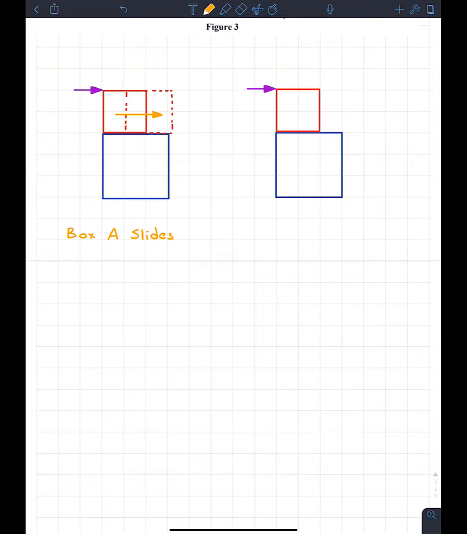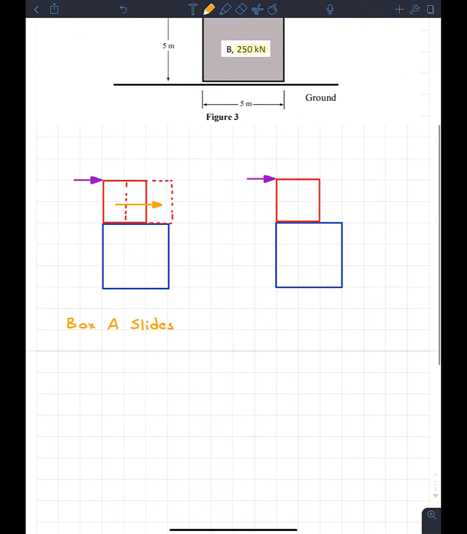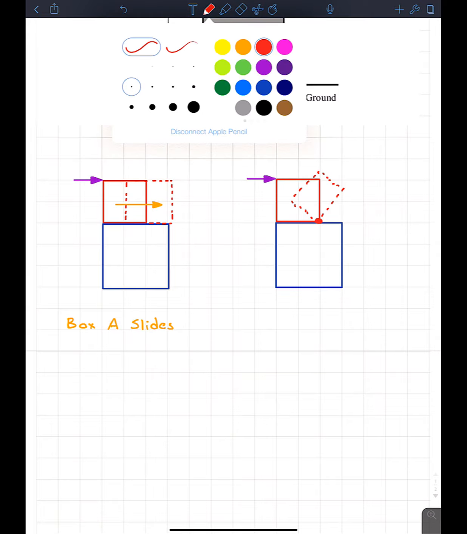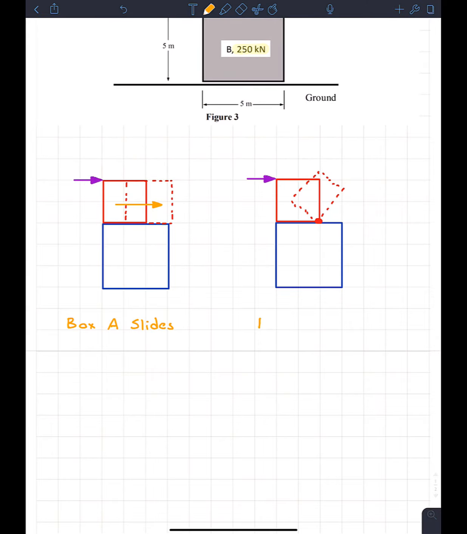And the second one that I can imagine is kind of what we talked about before, and that is box A tips on top of box B. So we have this point in the corner, and if, let's say, box A is very slender going up, I can see it tipping. So something like this. I'm very bad at this, so no judging. So I'm going to put this down here. So for this one, box A tips. Those are the first two that I see just off the top of my head.